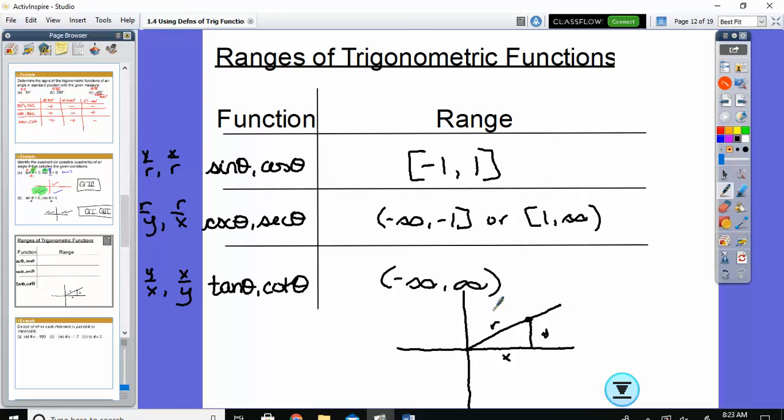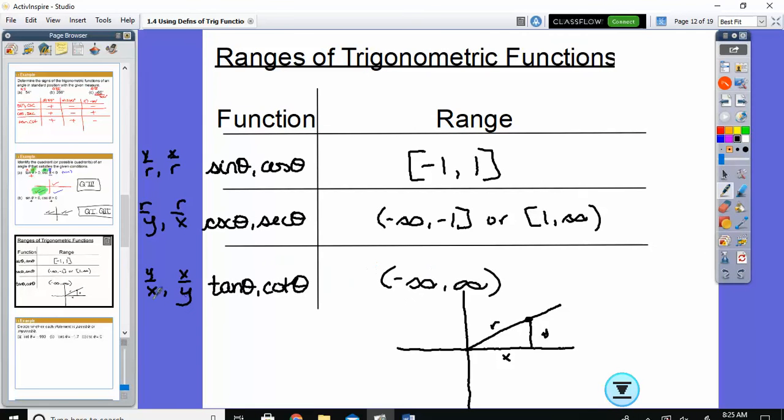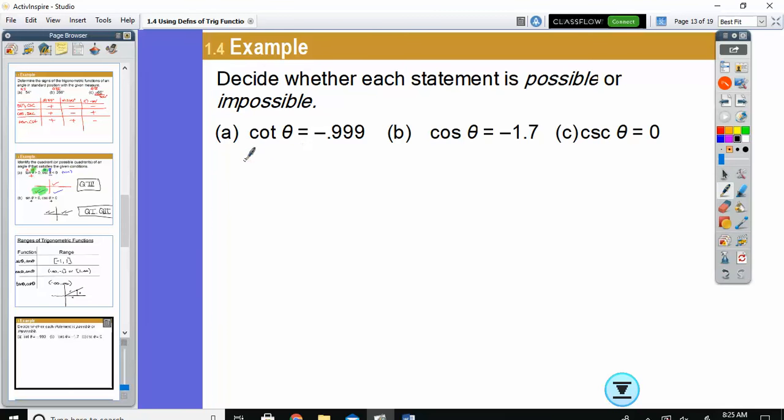Okay, so what I want you to do, take this information, what we just said our possible answers are. I want you to look at the next few problems and decide if each of these things are possible or impossible. All right, is it possible for cotangent to equal this? So tangent and cotangent, we said, can be anything. So can cotangent equal a -0.999? Yes, that one was possible.